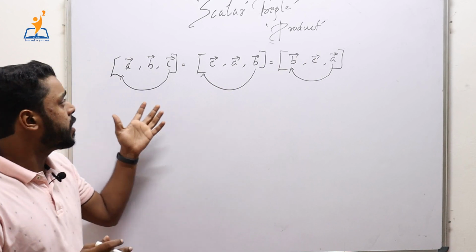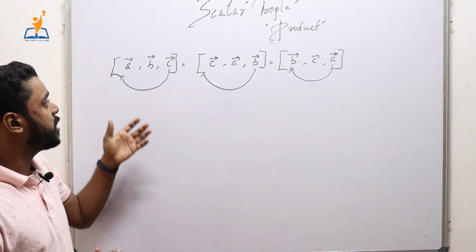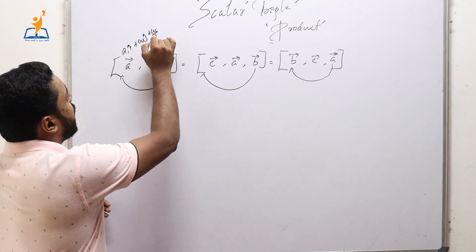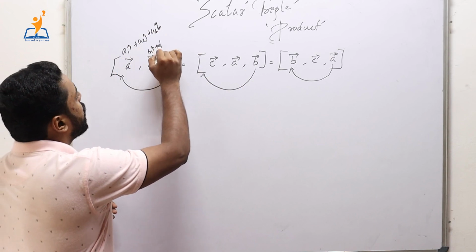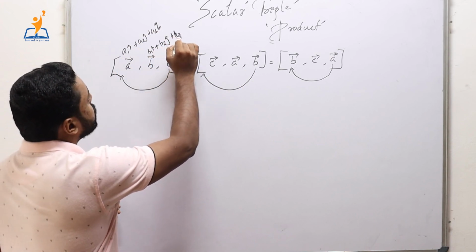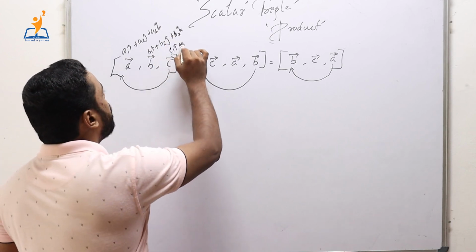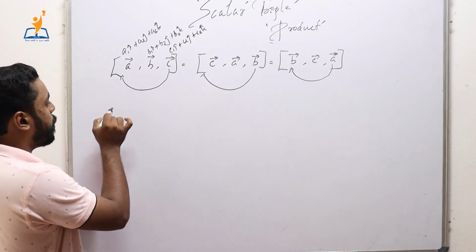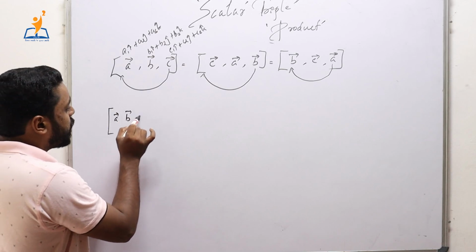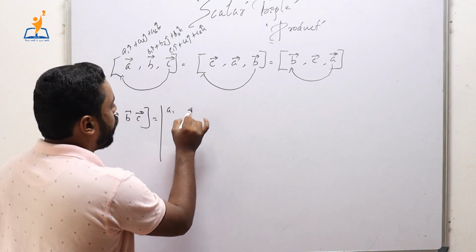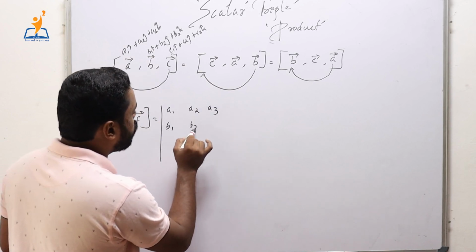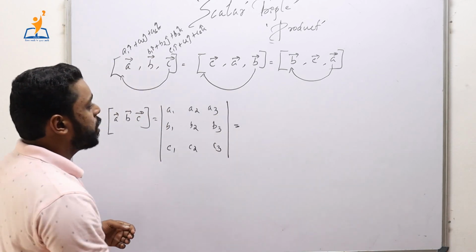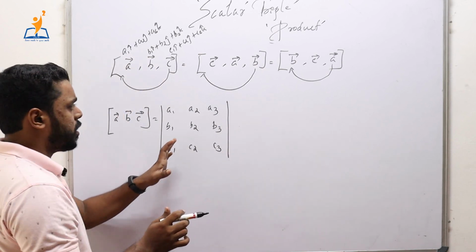We can easily verify this using the formula for finding the determinant. That is, if A is equal to A1 i cap plus A2 j cap plus A3 k cap, and B is equal to B1 i cap plus B2 j cap plus B3 k cap, and C is equal to C1 i cap plus C2 j cap plus C3 k cap. Then box ABC is nothing but the determinant of A1, A2, A3, B1, B2, B3, C1, C2, C3, right? We can evaluate this determinant next.